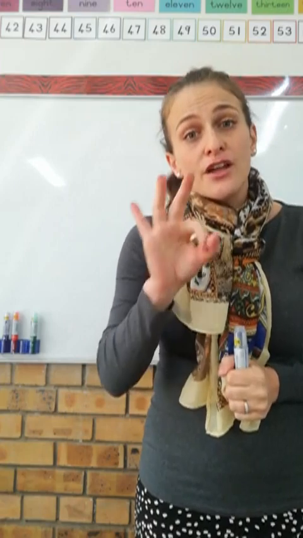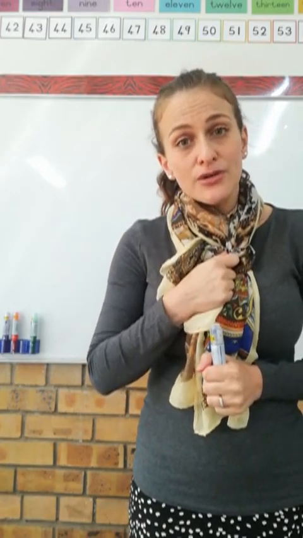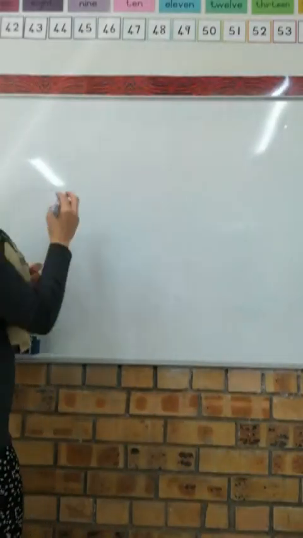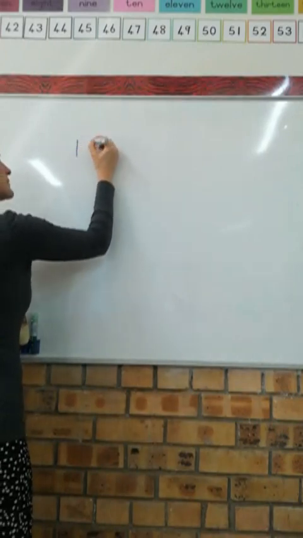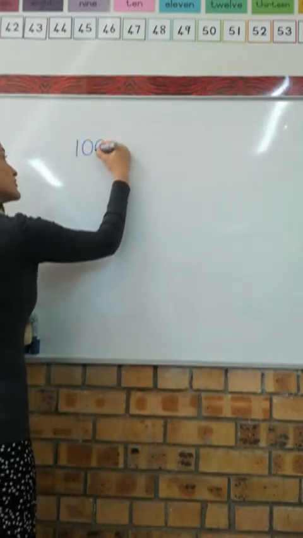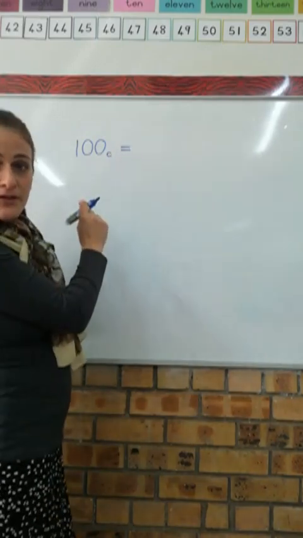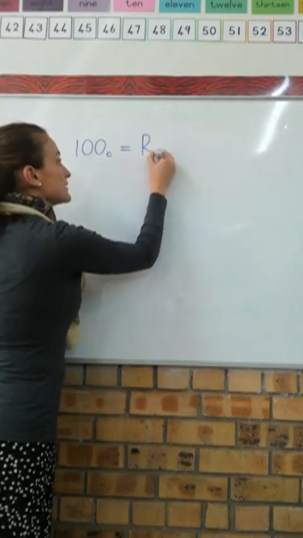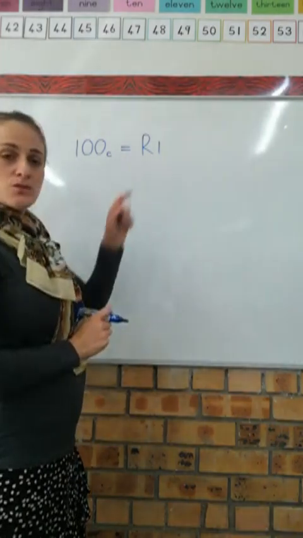If you have got 3 50-cent coins, how much money do you have? Let me show you. Remember, we said 100 cents is equal to, can you remember from the video? 100 cents is 1 rand. Okay. So whenever you have 100 cents, it's 1 rand.